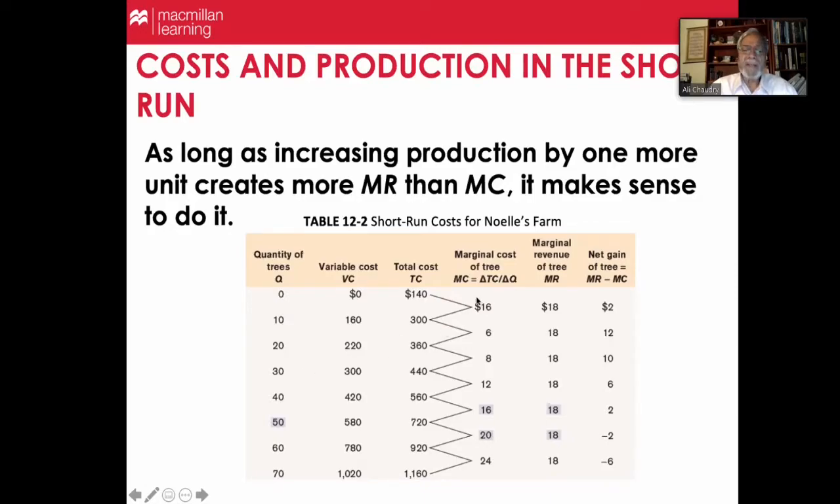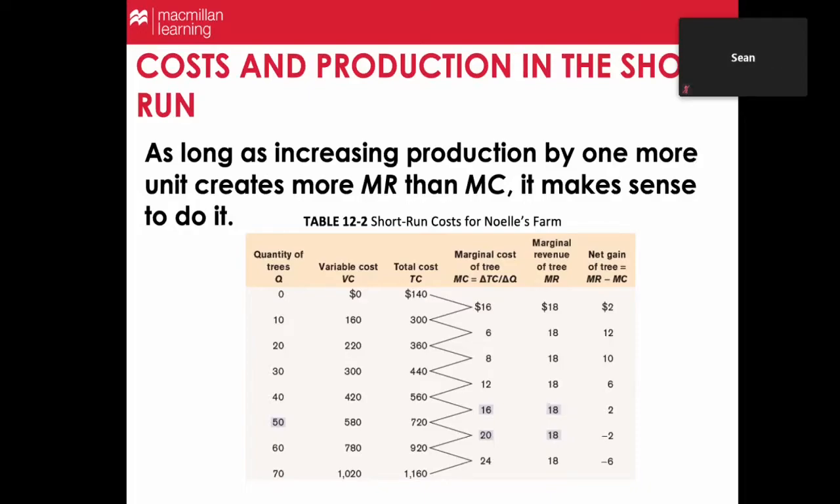What is the denominator? The denominator is the number of trees being changed. We went from 10 trees to 20 trees. So what is delta Q? What is delta Q for this row? Not 20. It's delta, meaning the change. 20 is the total output. What is the change from 10 to 20? It's 10.